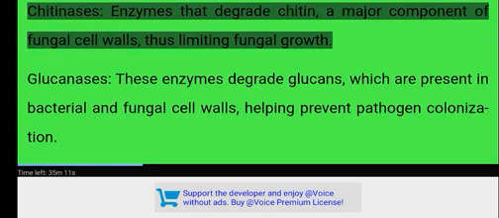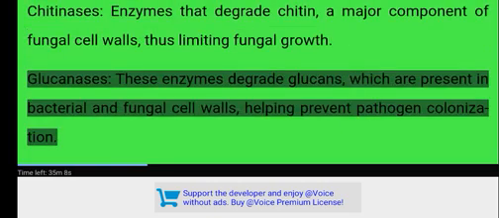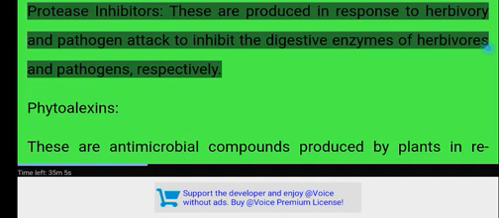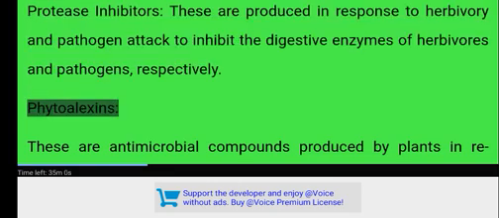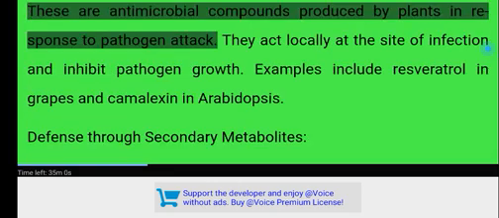Chitinases. Enzymes that degrade chitin, a major component of fungal cell walls, thus limiting fungal growth. Glucanases. These enzymes degrade glucans, which are present in bacterial and fungal cell walls, helping prevent pathogen colonization. Protease inhibitors. These are produced in response to herbivore and pathogen attack to inhibit the digestive enzymes of herbivores and pathogens, respectively. Phytoalexins. These are antimicrobial compounds produced by plants in response to pathogen attack.